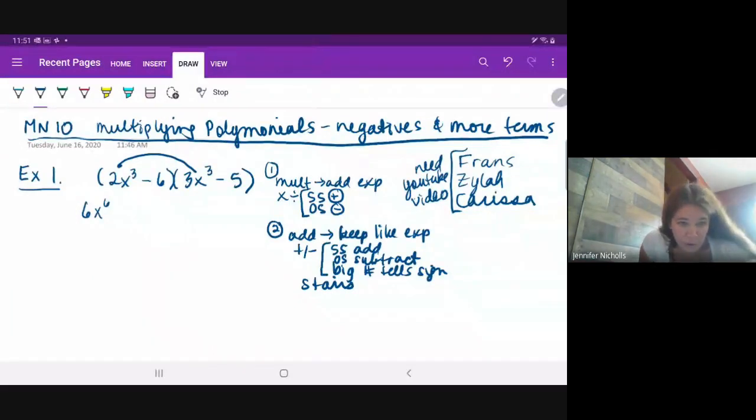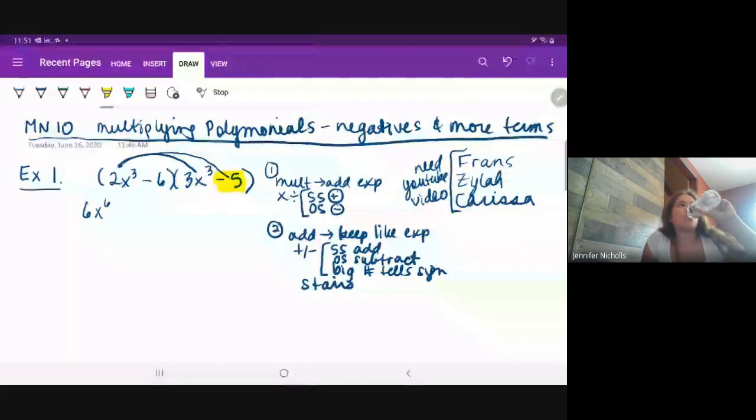Okay, now when I distribute the next one, when I distribute this 2x to the third, I want to make it dive in between the negative and the 5. So I'm going to highlight it for you. When you're multiplying that 2x to the third, you're actually multiplying it by -5, not by 5. That was what I was telling you at the beginning when we were doing like terms. I know we're not doing like terms right now, but numbers have their Mr. or Ms. before them.